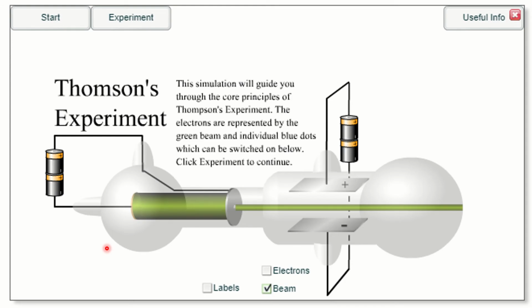We also looked at Thomson's experiment. This wasn't the exact simulation I used, but thank you to the creator, Mr. Crook, for making this simulation that I used for many years. And we actually worked out the charge to mass ratio of the electron. So if you recall, let's just go over the formula. Charge to mass ratio of an electron. The formula we used was this one here, BR squared. So that's what we did.